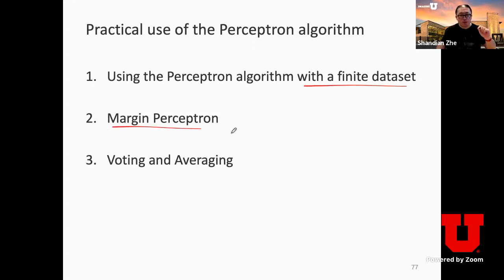One is to generalize the perceptron to be better, right? How can we further improve the prediction performance of the perceptron on future examples? A second type of extension is how to deal with outliers and noise in the data, in particular when the data is not linearly separable. That we're going to talk about: the voted and averaged perceptron.